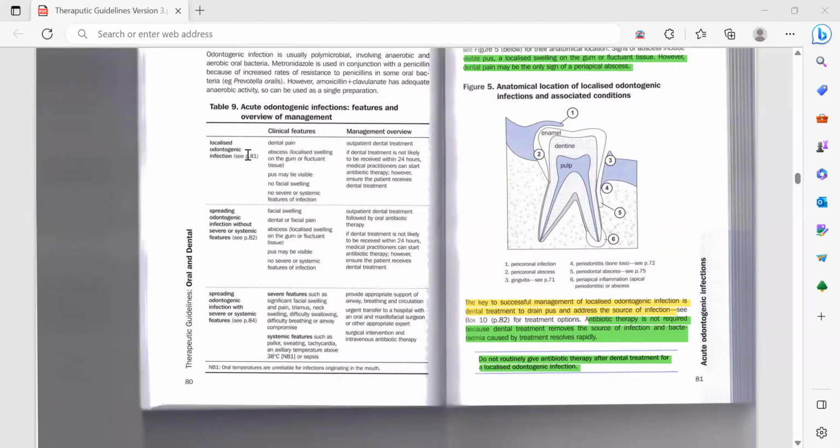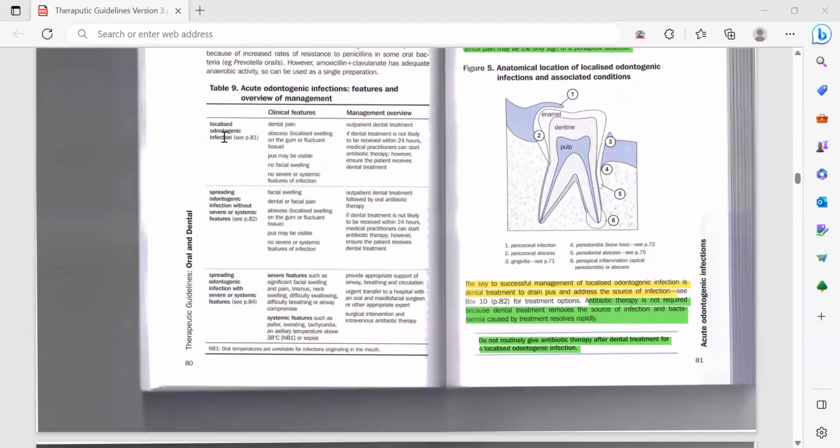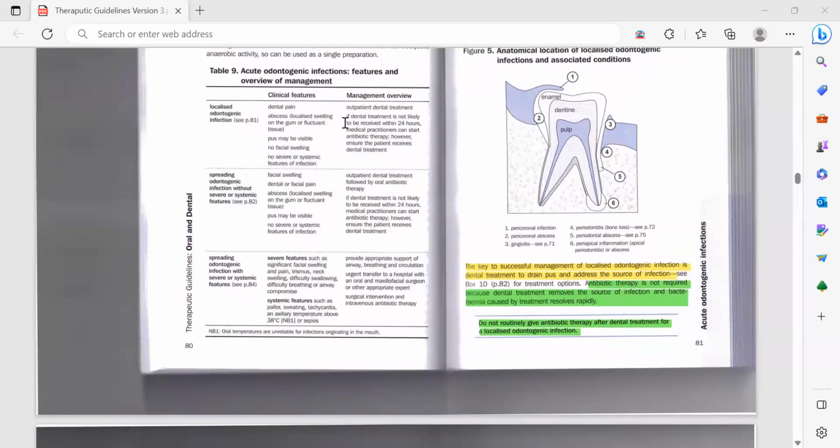Then the management of these patients is outpatient dental treatment. It means you need to do the active dental treatment, either taking the nerve of the tooth out or taking the tooth itself out. But in case dental treatment is not likely to be received within 24 hours, medical practitioners can start antibiotic therapy.